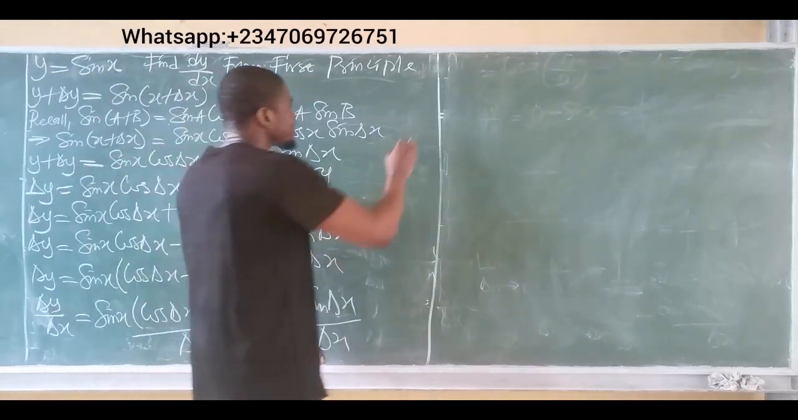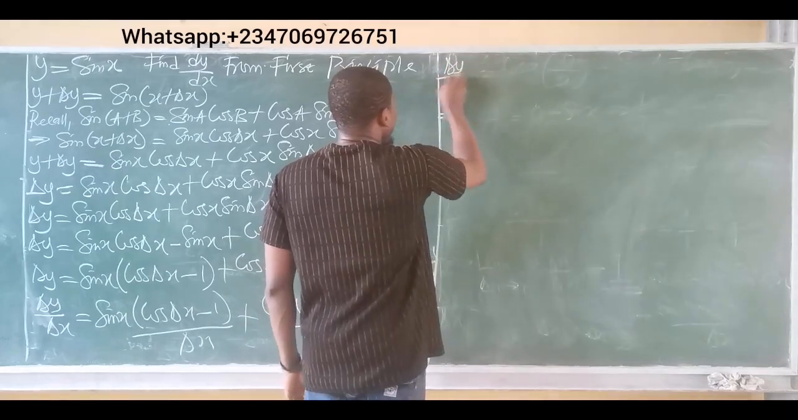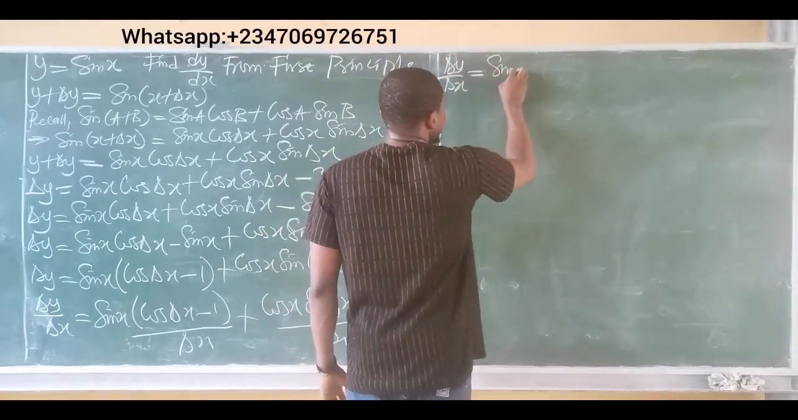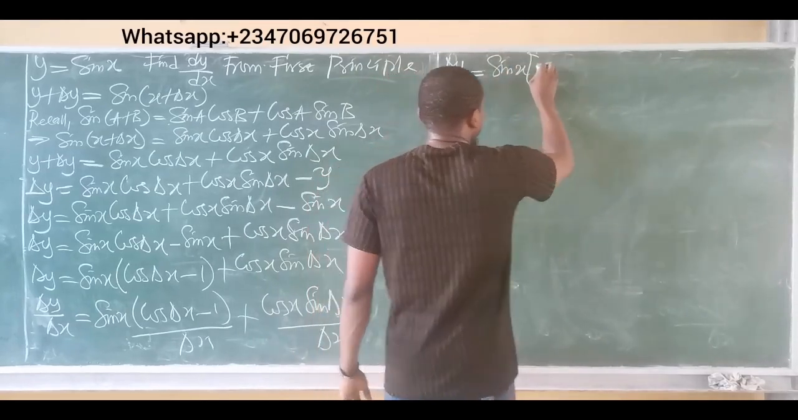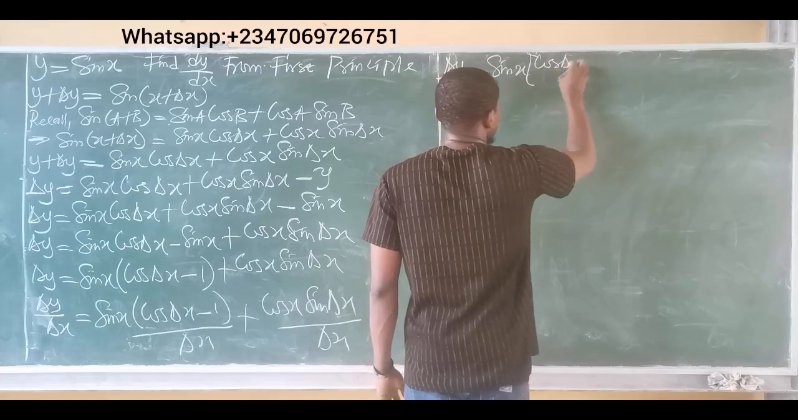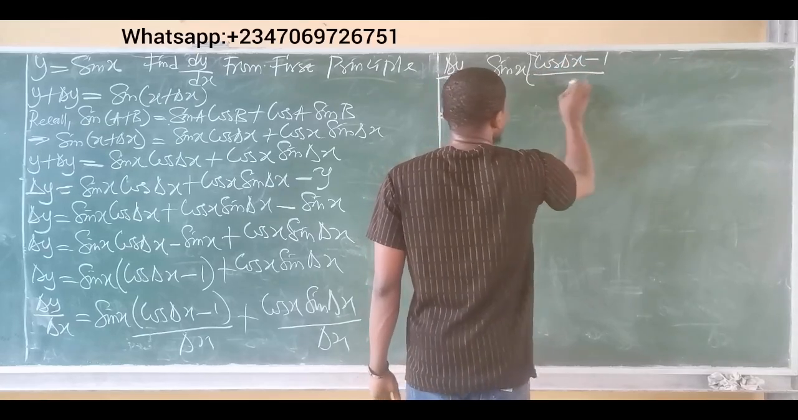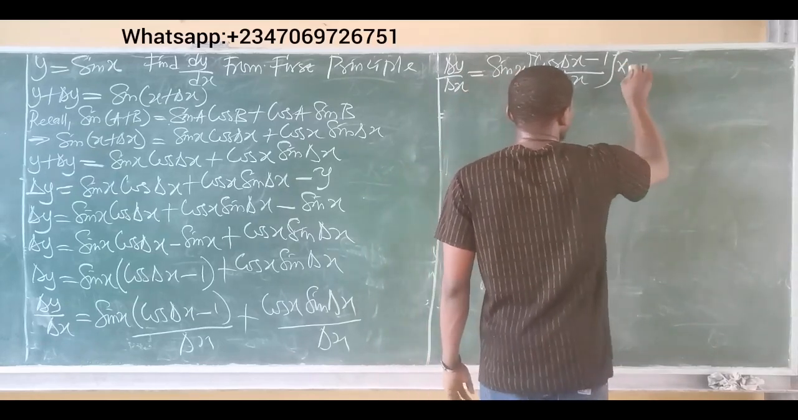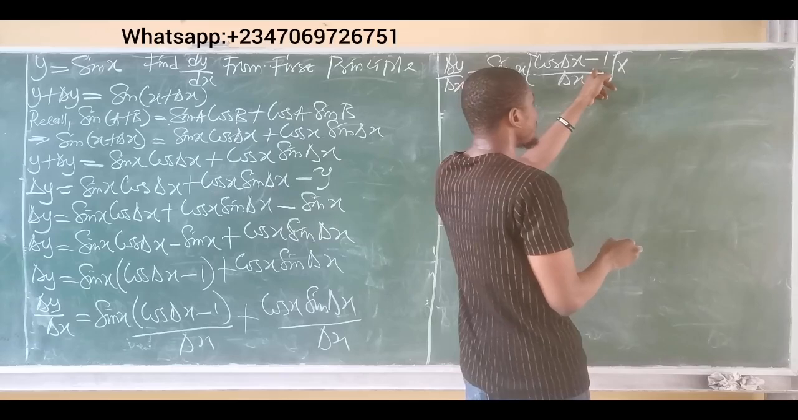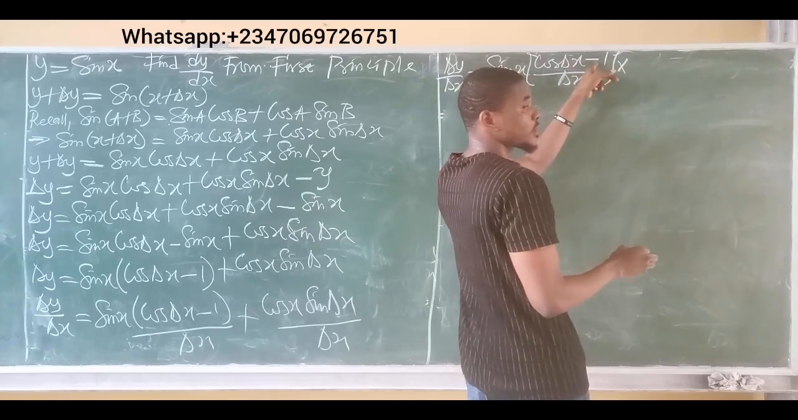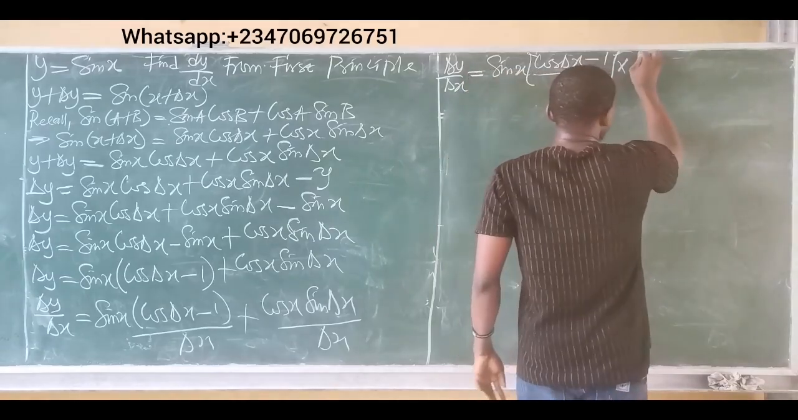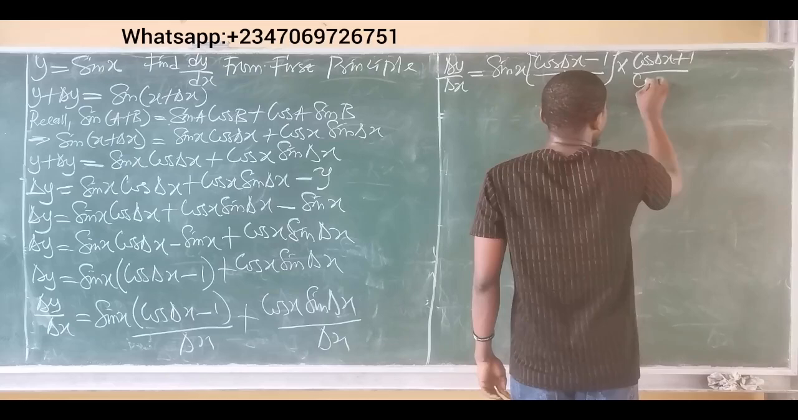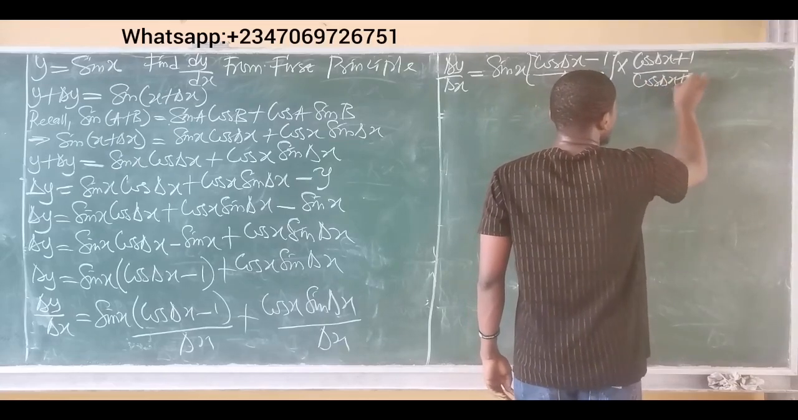So I'm going to have that change in y all over change in x becomes equal to, now I have sin x outside multiplying by (cos(change in x) minus 1) all over change in x. But I will simply multiply both top by the conjugate of this numerator and also bottom by the conjugate of this numerator. So that becomes (cos(change in x) plus 1) all over (cos(change in x) plus 1).